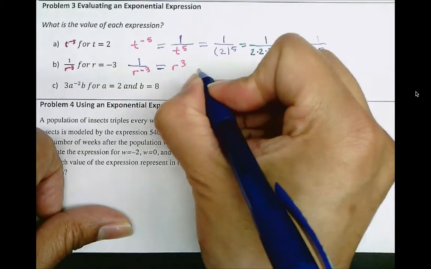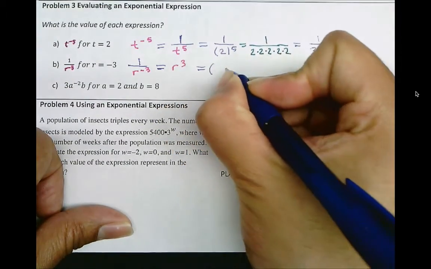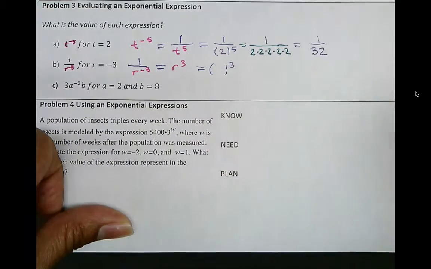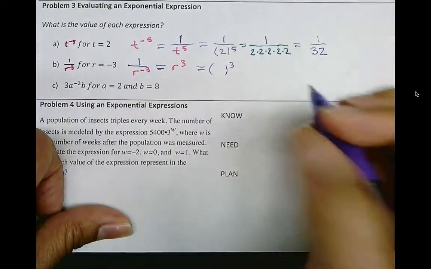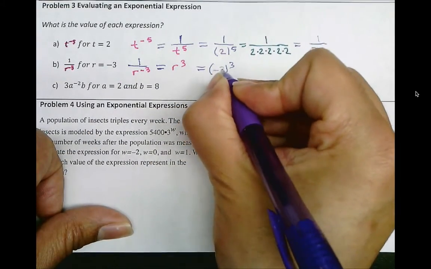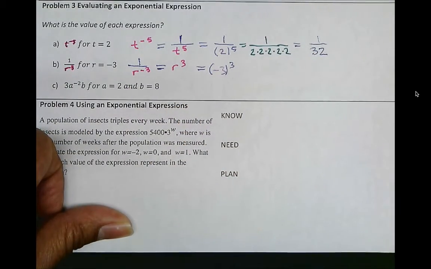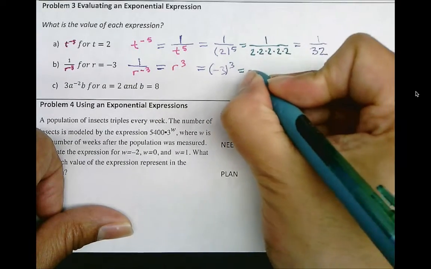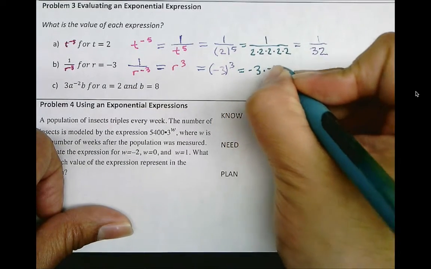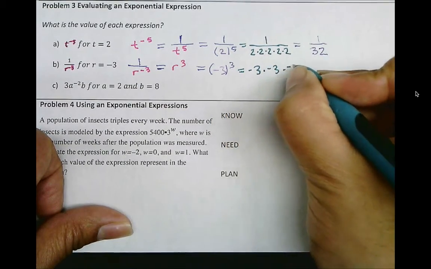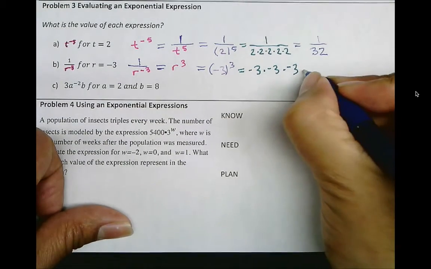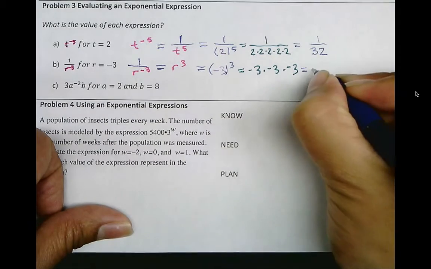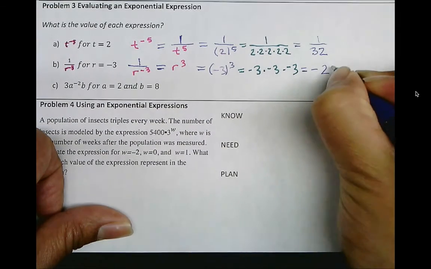Now let's go ahead and rewrite this, replacing the variable r with parentheses. And this time we are plugging in the value of negative 3, where we had the parentheses. So this means negative 3 times negative 3 times negative 3, which negative 3 times negative 3 is positive 9, times the last negative 3 is negative 27.